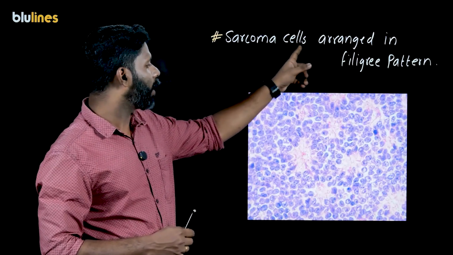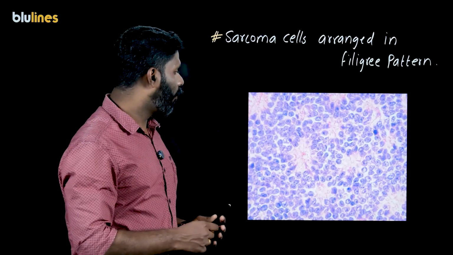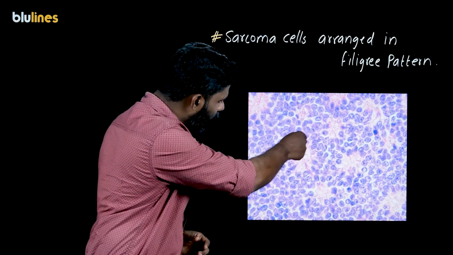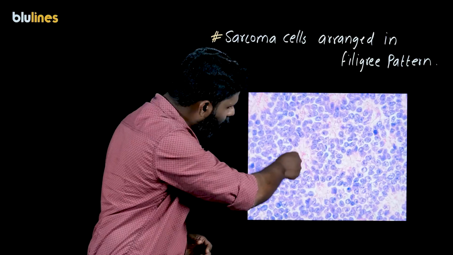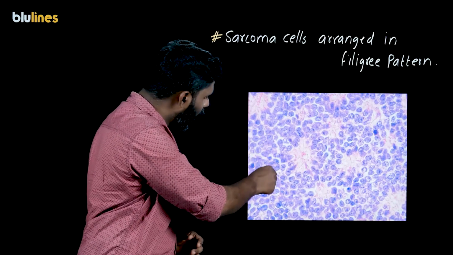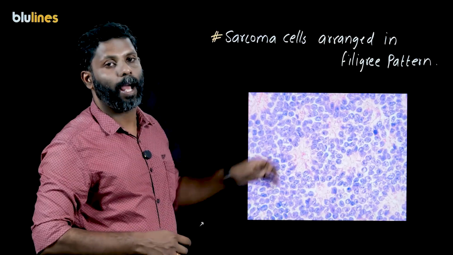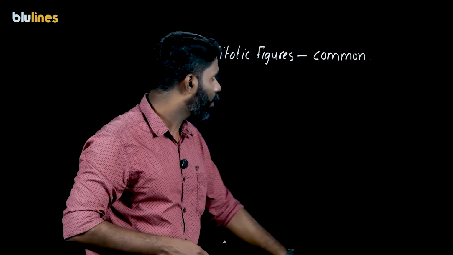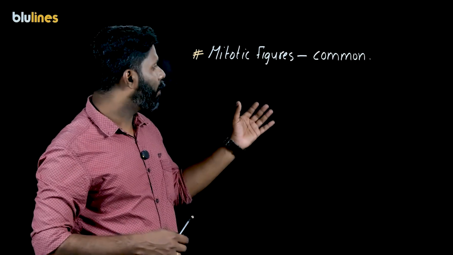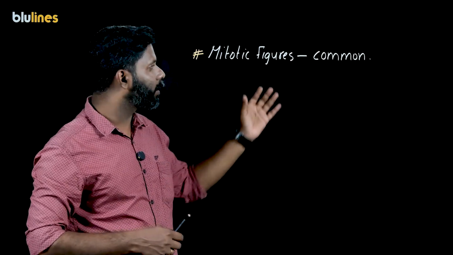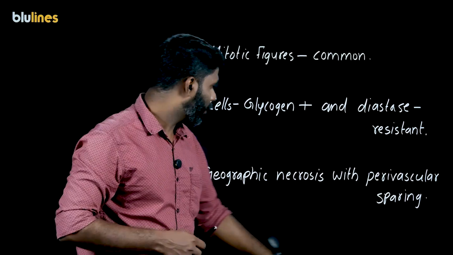And usually the sarcoma cells are arranged in a filigree pattern. Here we can see the pattern, that is, the cells are arranged in a filigree pattern, and when looking at each cell, it is usually a small round cell with dense hyperchromasia. And in between them, mitotic figures are usually common. There will be numerous mitotic figures in between these cells.